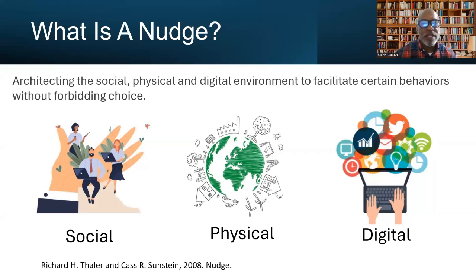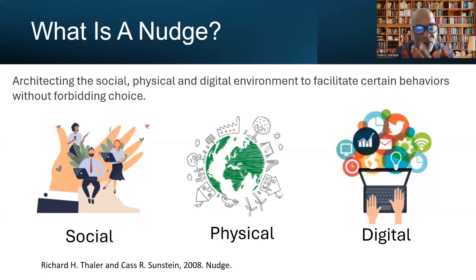So what is a nudge? Architecting the social, physical, and digital environment to facilitate certain behaviors without forbidding choice or taking choices away. There are three types of environments: a social environment, a physical environment, and a digital environment.